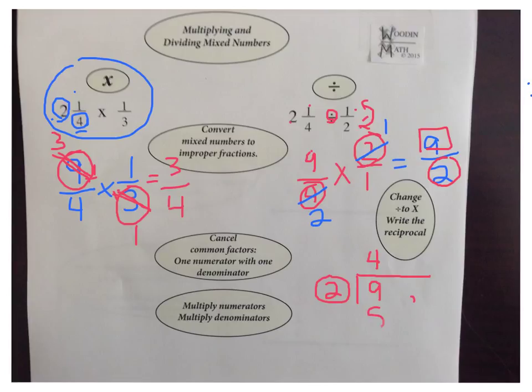4 times 2 is 8. Subtract, I get 1. I can't divide that up by 2, so I'm going to box it. And we're going to still have 2 to make a whole, and I have this 1 part left. So 9/2 is the same as 4 1/2.